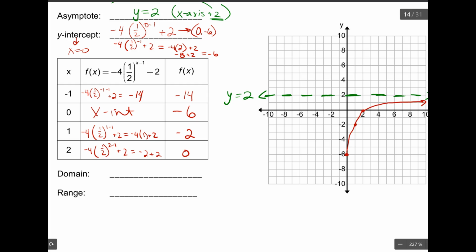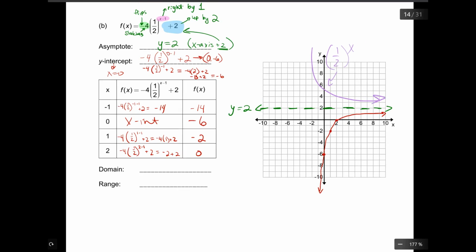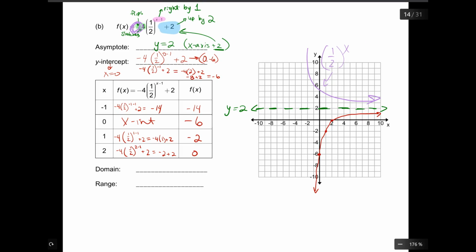So if I connect them in a sort of a line, this looks really weird. Well, who cares if it looks weird? It's math. Because remember, 1/2 to the x power, we said it would be decay because 1/2 is less than 1. So if I flip the purple guy over, this is what it's going to look like. 1/2 to the x, that's what the purple is. And so this negative in front flips it over the x-axis, flips over the asymptote, and then that 4 in front stretches it out.